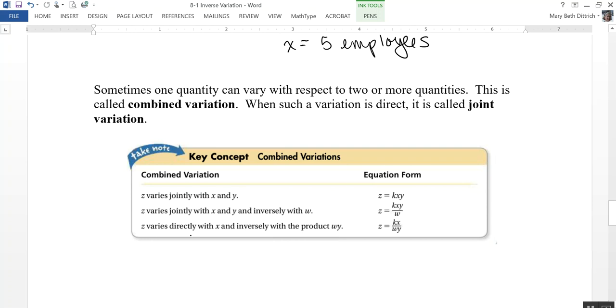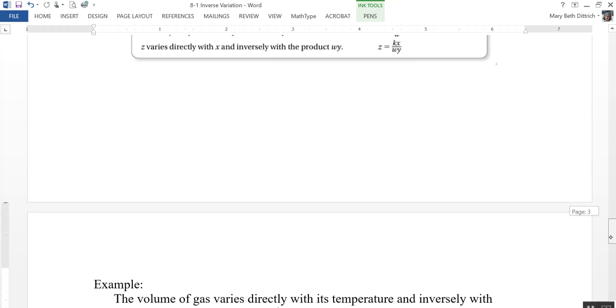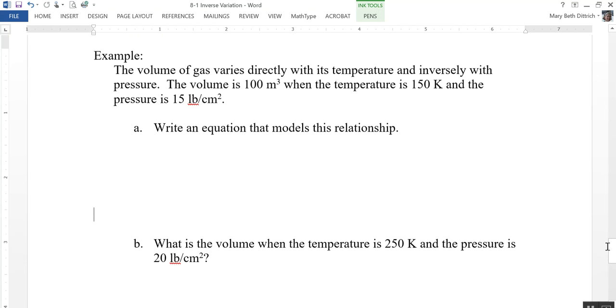And then if z varies directly with x and inversely with the product wy, that's going to be z equals k times x, because that's a direct variation, and then inverse is going to put that product wy in the denominator. And let's take a look at one more example that's going to use this type of combined variation.